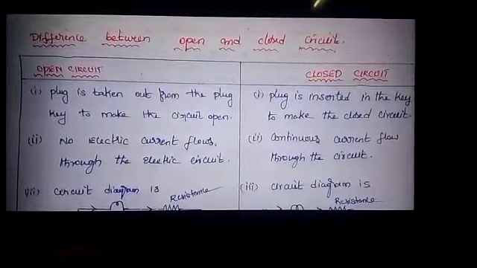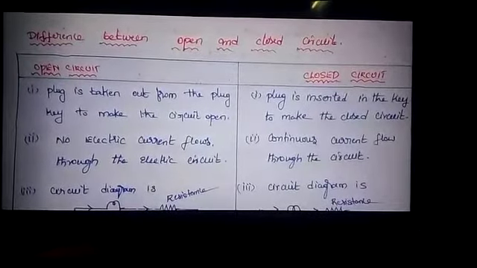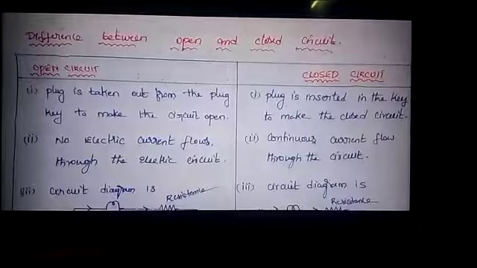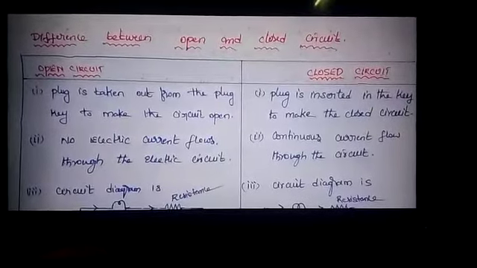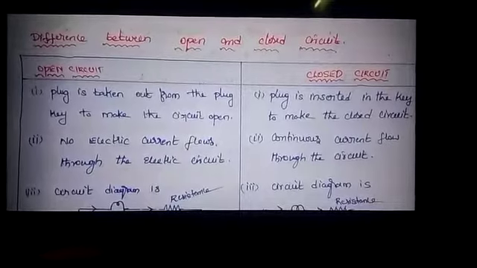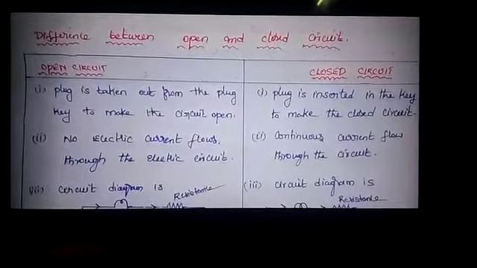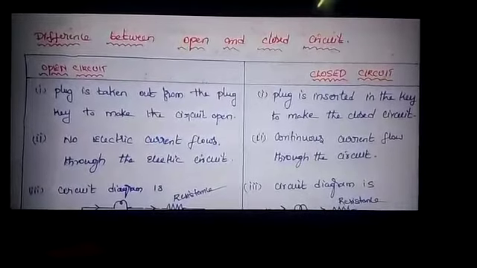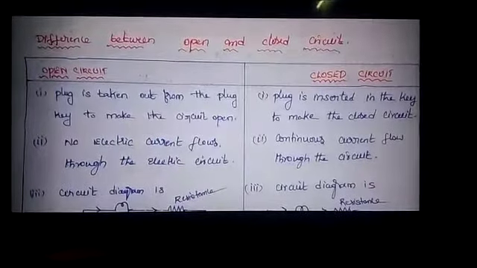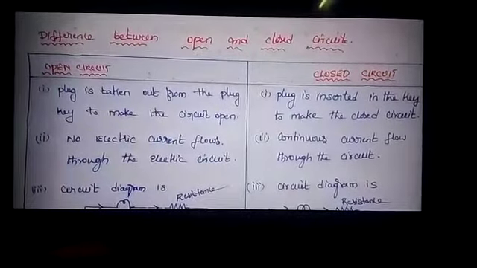Now this is the second point. In an open circuit, no electric current flows through the circuit. Current flows when charge moves from positive to negative through the line. When the plug is open, that means the plug is taken out, so no charge can flow. There is no interconnection between positive and negative charge. That's why no electric current flows through the electric circuit.